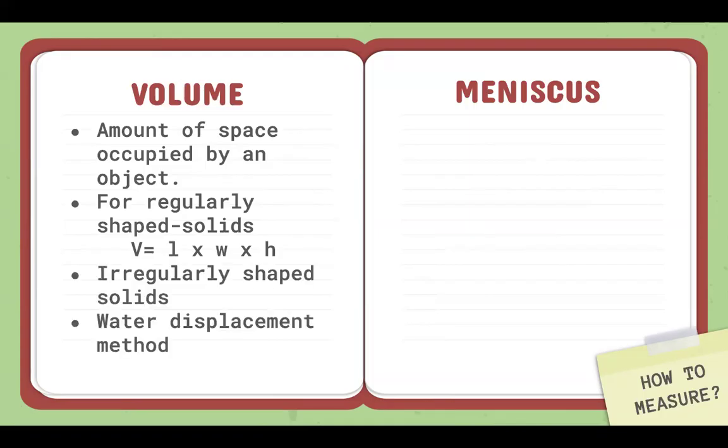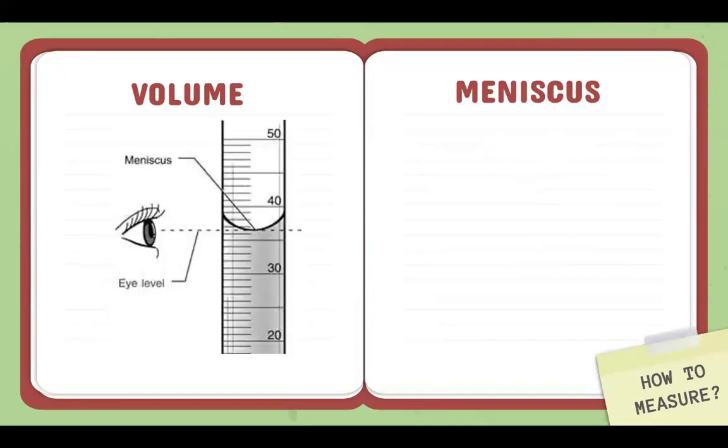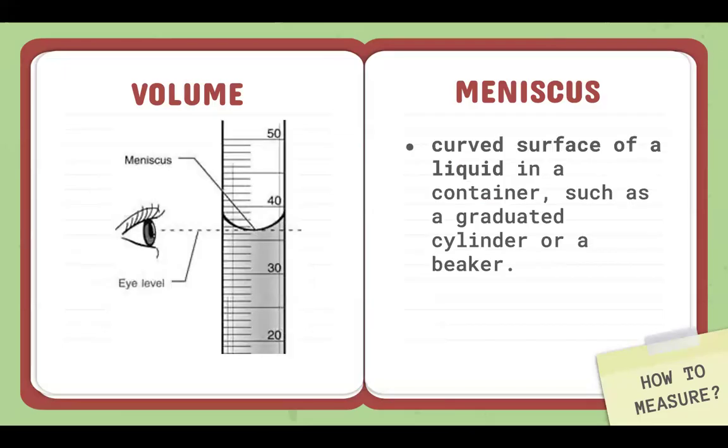For an irregularly shaped solid, we use the water displacement method, wherein we put the object in a graduated cylinder with a certain amount of liquid, and whatever the water displaced is the amount of volume that we have. Now, in measuring volume, we have what we call the meniscus. The meniscus is the curved surface in the liquid container, because graduated cylinders are mostly glass. There is this kind of reflection or curvature in, let's say, liquid water.